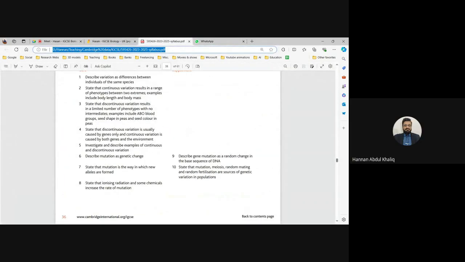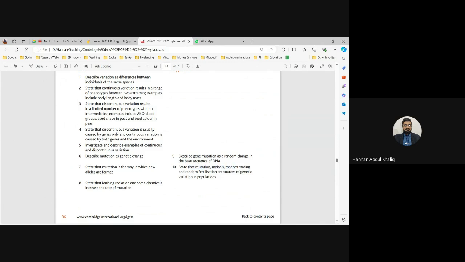Now, moving ahead, investigate and describe examples of continuous and discontinuous variation. This is basically going to be an experiment in which we would be measuring the heights of the students in the class and then showing the conclusion. I have described already what is mutation, and then mutation causes new alleles. There are some features. The mutations are random.